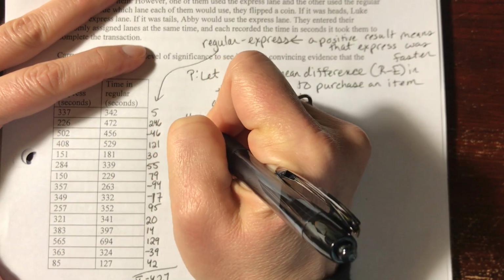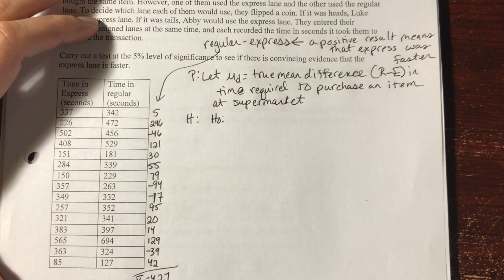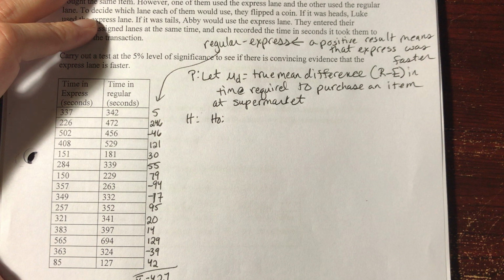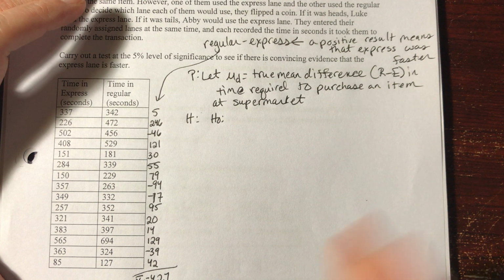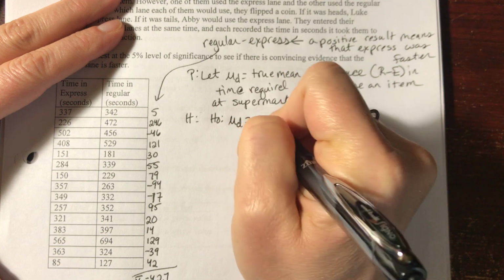All right, hypotheses are going to look a little different this time. Our null hypothesis, if there is no difference, that means that regular and express are going to be the same. So that means that regular minus express would be equal to 0, because if they're going to be the same, then when you subtract them from each other, they're going to equal the same number. So we would have the mean difference is equal to 0.